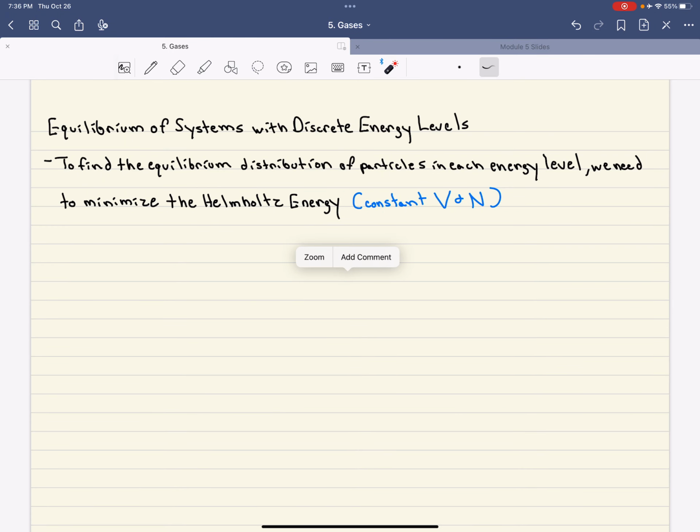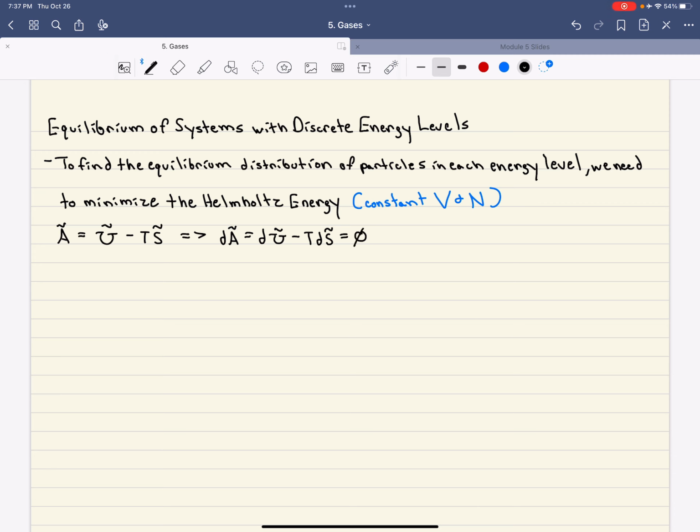And so we're going to be looking at a system in which the volume and the number of molecules is going to be held constant. Now, by definition, we know that the Helmholtz energy is just the internal energy minus T times the molar entropy. If we write the Helmholtz equation in differential form, we'll have something that looks like this. Okay? And we know that if we want to minimize the Helmholtz energy, this total differential needs to be equal to 0.